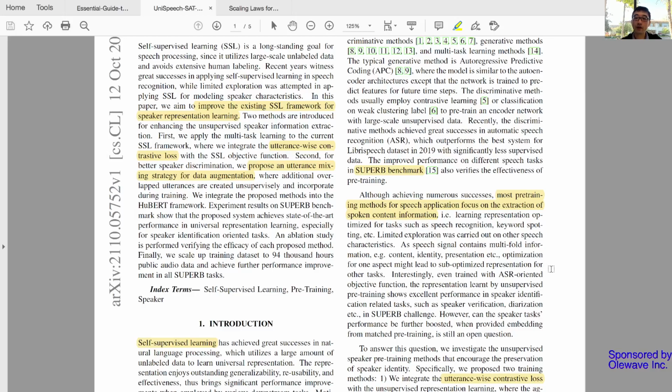But these authors are saying, okay, we're interested in seeing whether we can find a representation which is capable of recovering or extracting the utterance-level embeddings, which are related to the speaker information or non-spoken content information. Any questions?